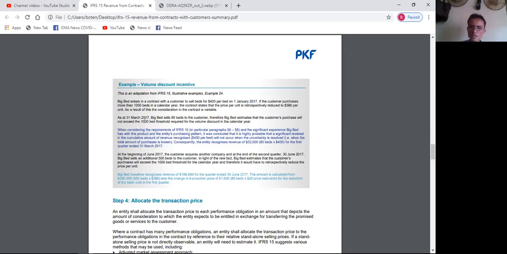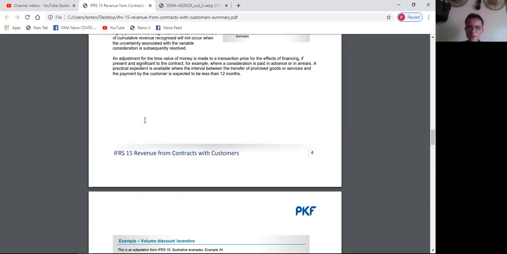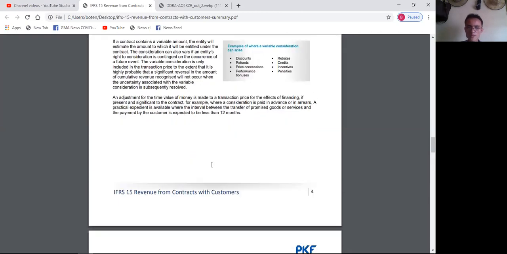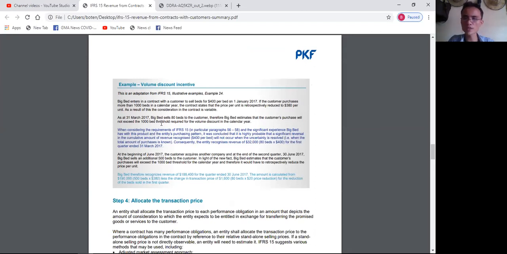So we can now do the analysis: should we consider the discount? Remember this particular line here, up to resolve, that at a certain point, at time zero of the revenue, we are going to determine if it is highly probable that the reversal of the cumulative amount will not occur or happen in the future time. So let us apply that particular phrase.